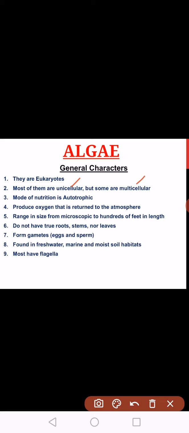And the last character is that most have flagella. For the purpose of motility or movement, the algal members, or the gametes of the algal members, possess flagella. So these are the general characters of algae.